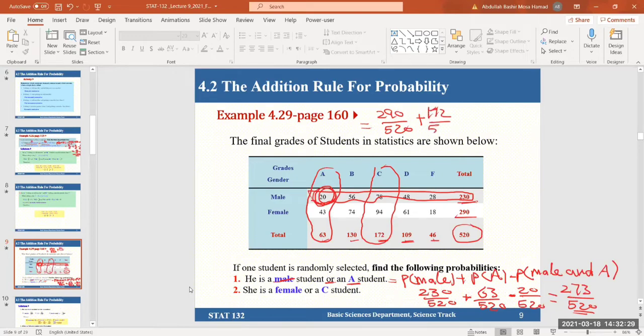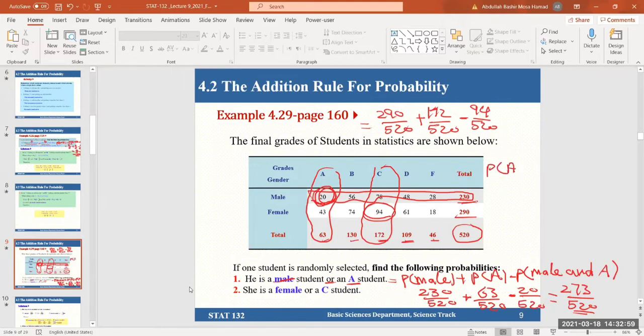172 over 520 minus P of the intersection. Intersection of what? Intersection of female and C. This is 94 over 520. Is it clear? Clear. Okay.